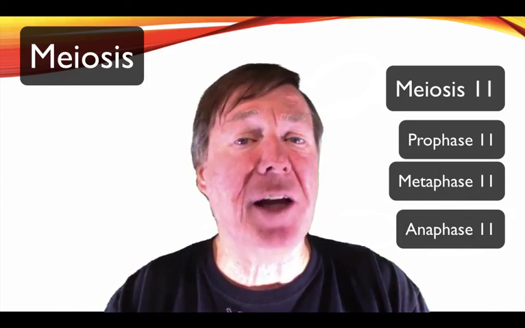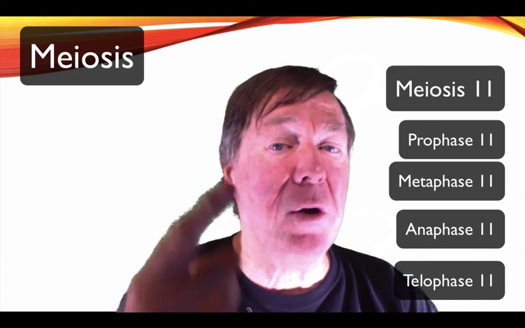Then you go into the second part where we don't replicate the DNA. And you have prophase 2, thicken up the chromosomes. Metaphase 2, line them up in the middle. Anaphase 2, we split them apart. And telophase 2, where they become 4 individual cells, but they're only 1N.